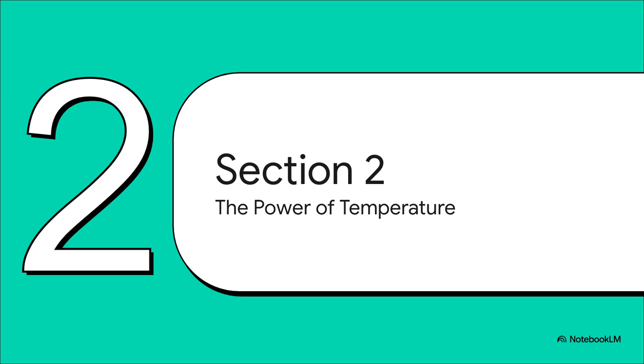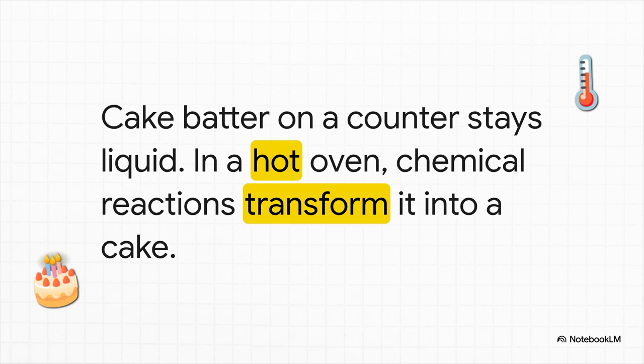Okay, let's shift gears and talk about the one factor we're all super familiar with: temperature. This is probably one of the most powerful levers we can pull to control how fast reactions happen. Let's go back to that cake. The batter just sits there on the counter, right? But slide it into a hot oven and a complete transformation begins. So what's happening? Well, all that heat gives the molecules a massive energy boost. They start moving faster and slamming into each other with more force. And that speeds up all the chemical reactions that turn gooey batter into a fluffy cake.